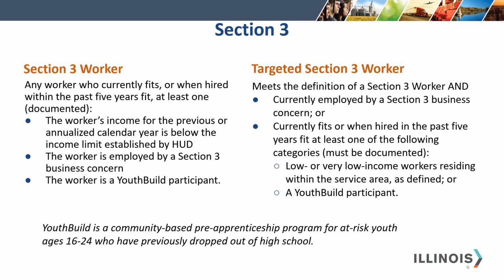A targeted Section 3 worker meets the definition of a Section 3 worker and currently is employed by a Section 3 business concern or currently fits or when hired in the past 5 years fits at least one of the following categories, which must be documented as either low or very low income workers residing within the service area as defined, or is a youth build participant. Youth Build is a community-based pre-apprenticeship program for at-risk youth ages 16 to 24 who have previously dropped out of high school.